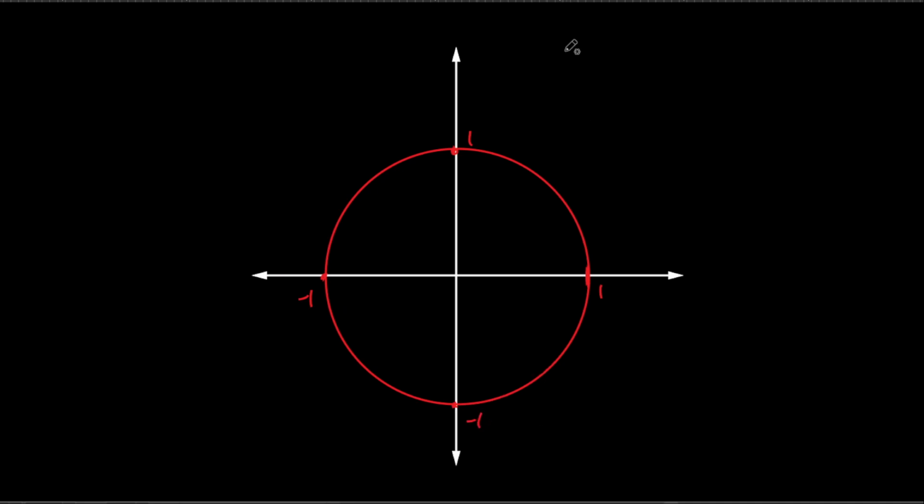Okay, I'm doing this for a reason. We call this thing a unit circle. Unit means 1, okay? And that's why there are 1s here.